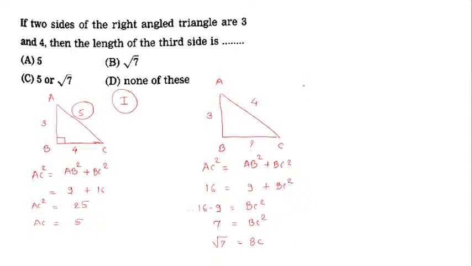So for the second condition, we get another value of the third side as root 7. So it may be 5 or it may be root 7. So our answer must be option C. The length of the third side may be 5 or root 7.